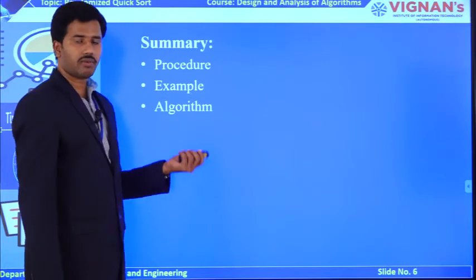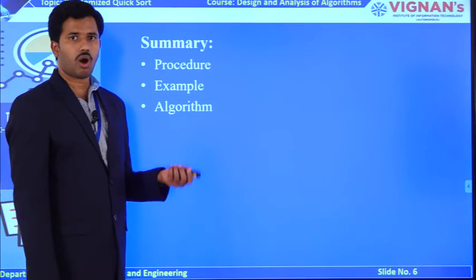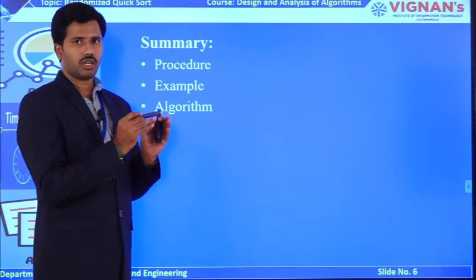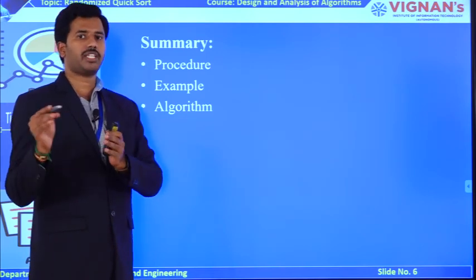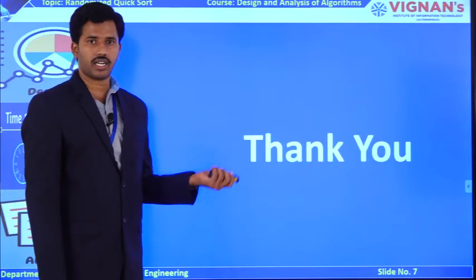Okay, so as of now we have seen the procedure followed by an example as well as the algorithm. So how randomized quicksort works, and what is the difference between the divide and conquer technique of quicksort and the randomization of quicksort. Okay, thank you. That's the end of the class. Thank you.